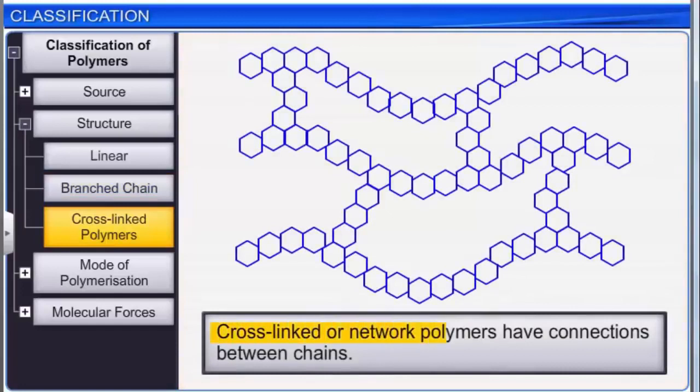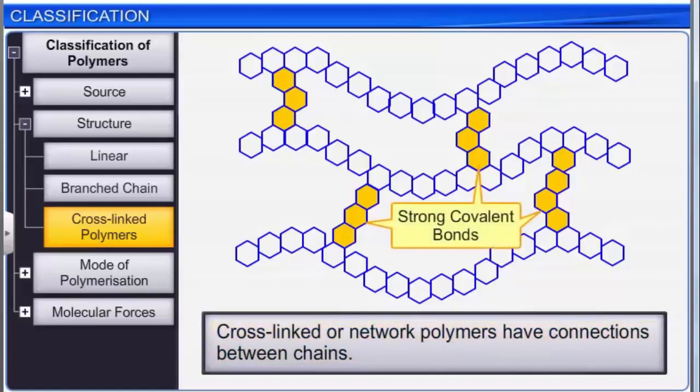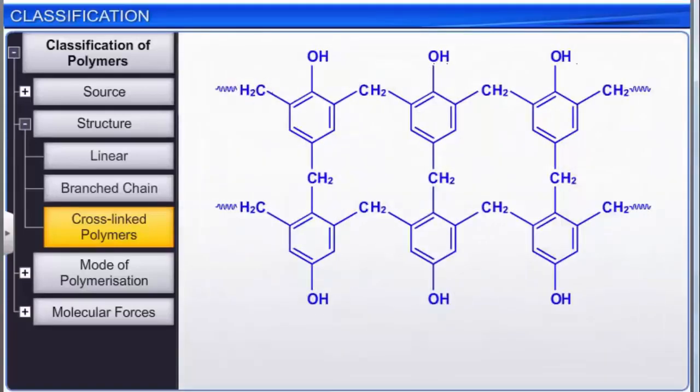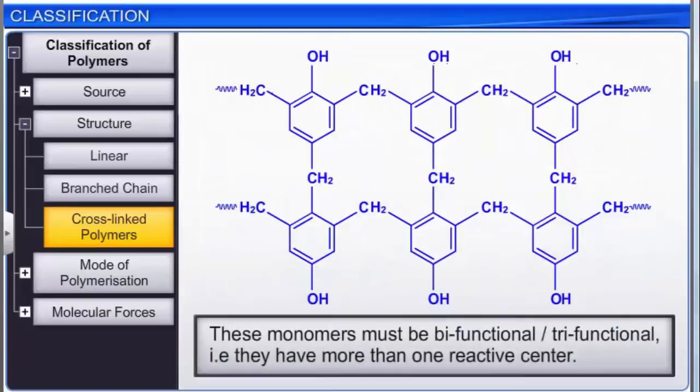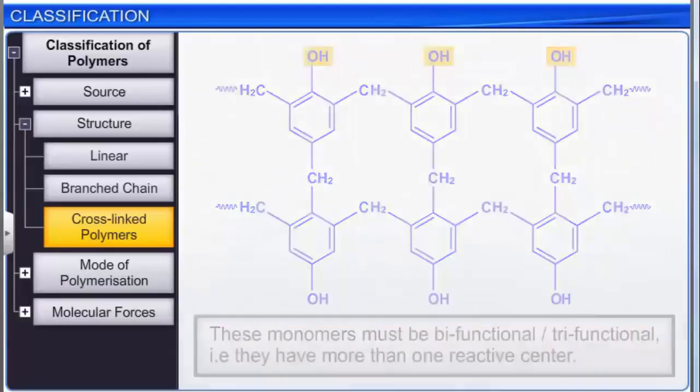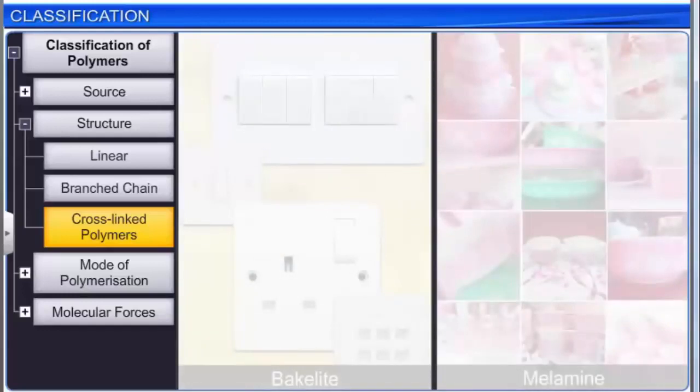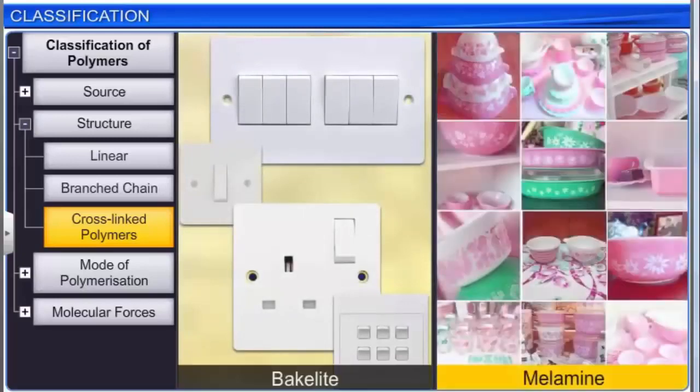Cross-linked or network polymers have connections between chains. These connections are strong covalent bonds that link various linear polymer chains. In order to form the covalent bonds connecting the chains, the monomers in cross-linked polymers must be bifunctional or trifunctional, meaning that they have more than one reactive center. Examples of cross-linked or network polymers are bakelite and melamine.